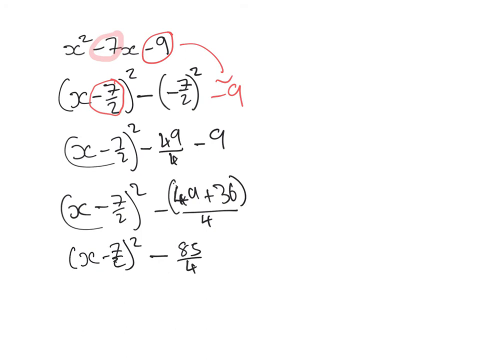Okay, so negatives, you treat them exactly the same, but do put the bracket around when you square the number, the half of b, okay? But remember, you are always taking it away. And that's the answer to that one.